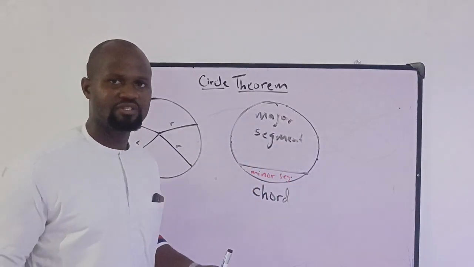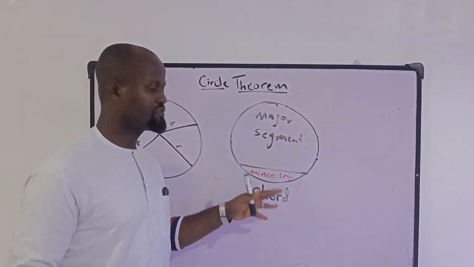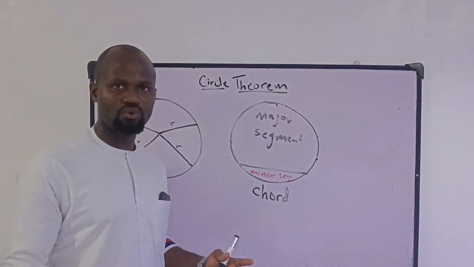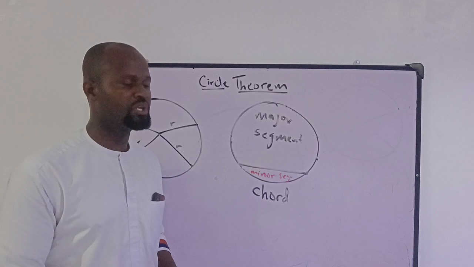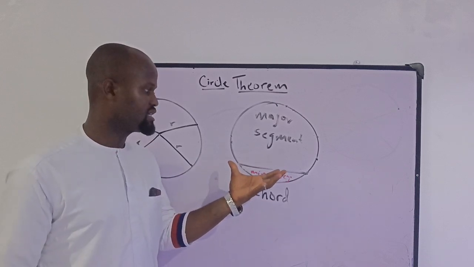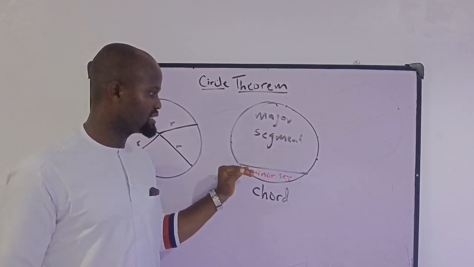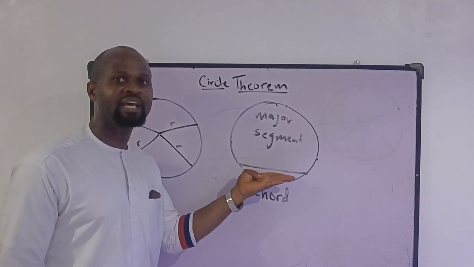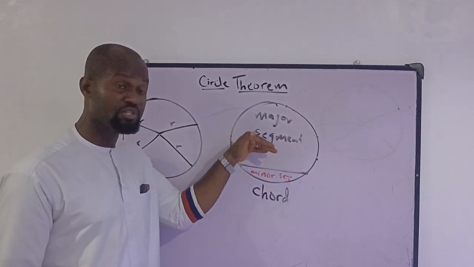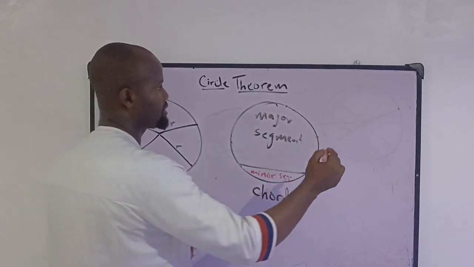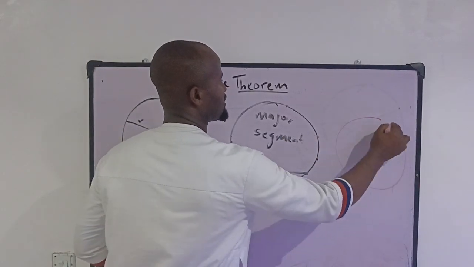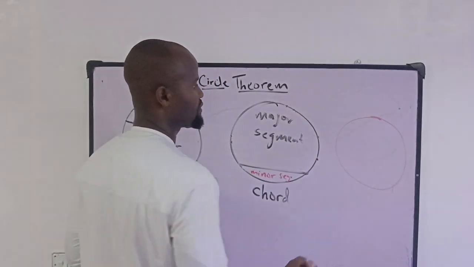Now what is the difference between the segment of a circle and the sector of a circle? So what is a sector and what's a segment? Well, you can see what a segment is. A segment is a region of the circle that is cut off by a chord. And so you have the major segment and you have the minor segment. Now, what is a sector? I'm going to draw another circle here. I hope you can see my board clearly.